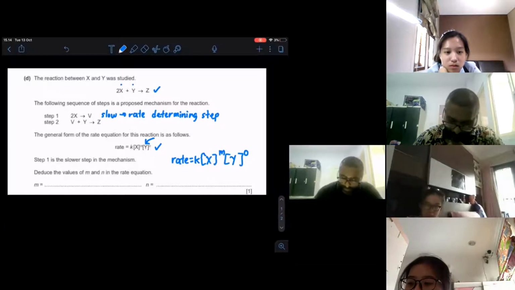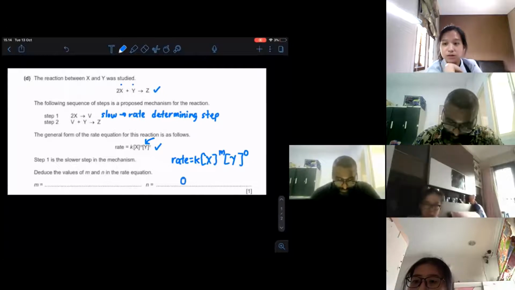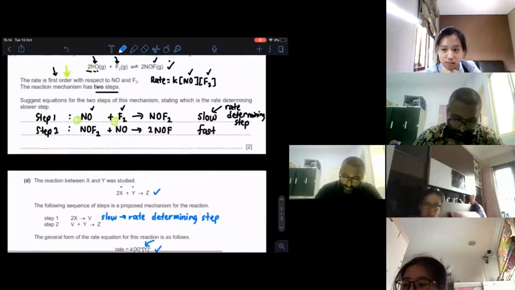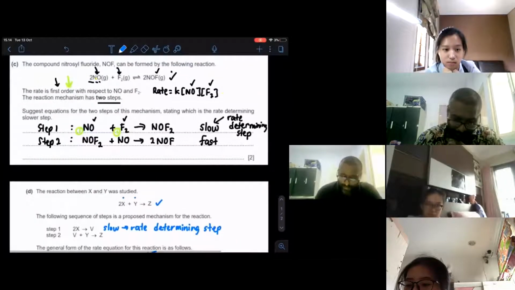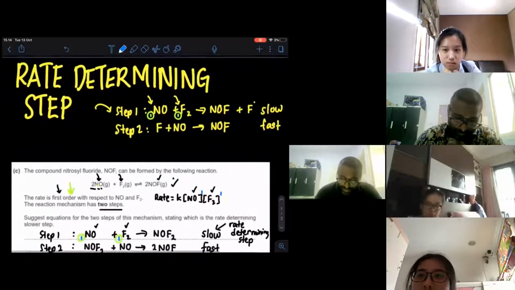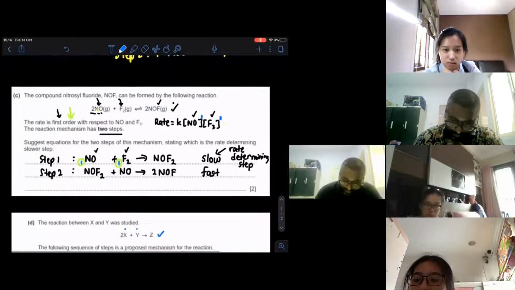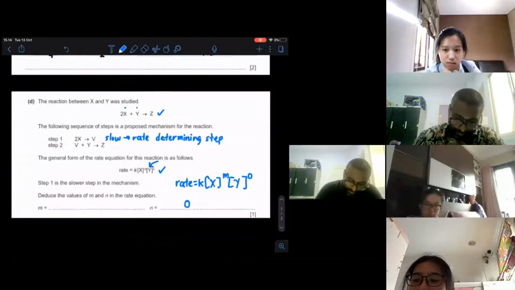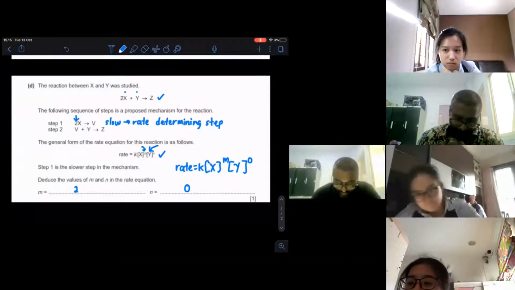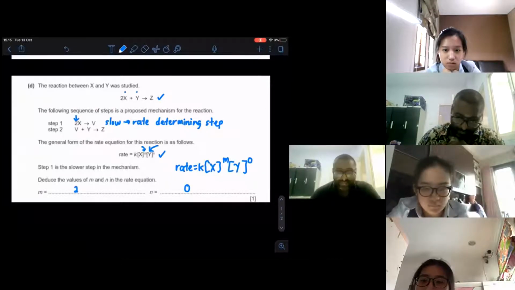Okay, so the N, we already know the N is going to be 0. And then for M, do remember, as I mentioned to you just now, if this is 1, this is 1, it means that this is going to be 1 and 1. Do remember that. So here, if you put this is going to be N, you can see that for the rate determining step, this is going to be 2. It means automatically your M will become 2. So this is going to be a second order reaction with respect to X.